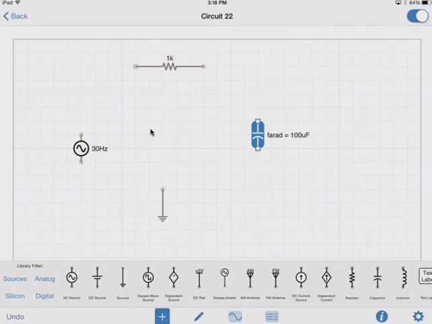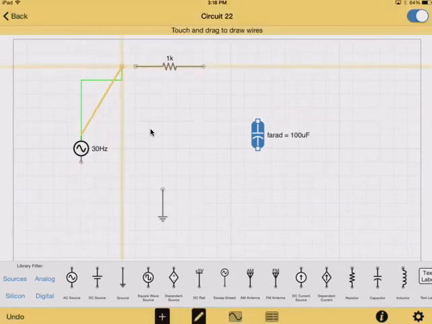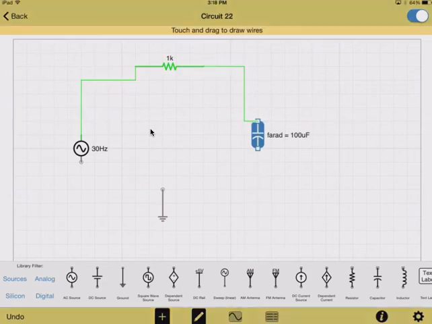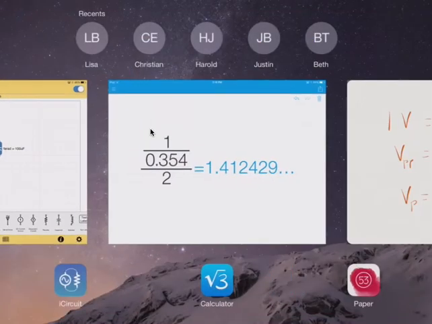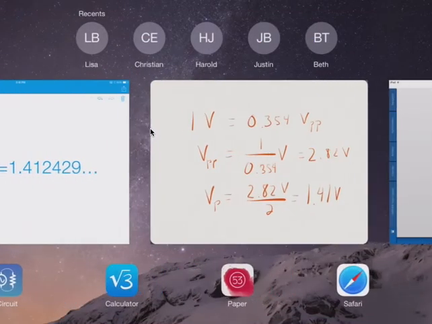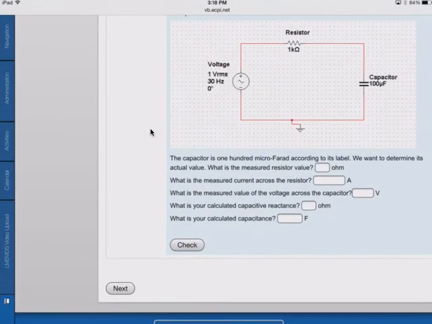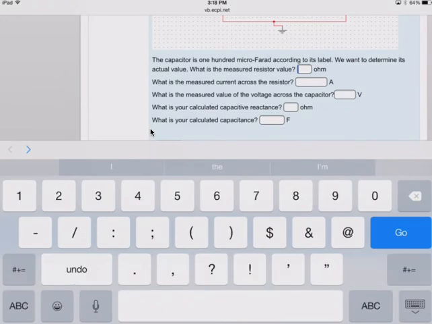So let's go ahead and put this together. All right. There we go. We have our circuit right there. So the first thing that we need to do is to go back to Moodle. Once we go to Moodle, we'll see that we need our ohms here, and our ohms are just 1,000. So we can leave that at that.